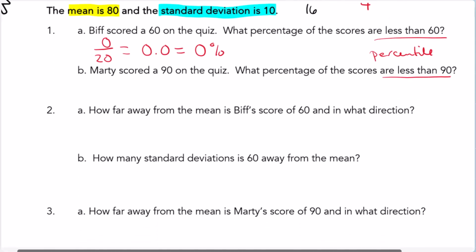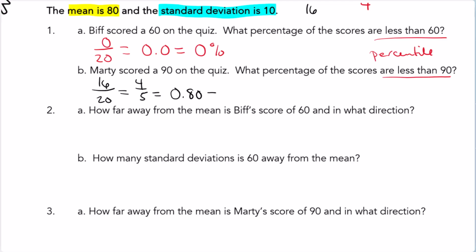Either way, we're going to calculate that percentage, so we would write our fraction 16 out of 20, which if we reduce that, we get 4 out of 5, which is 0.80 or 80%. So 80% of the scores are less than 90. This is going to be the idea of a percentile, and we'll talk a little bit more about that later because this is just an introduction.